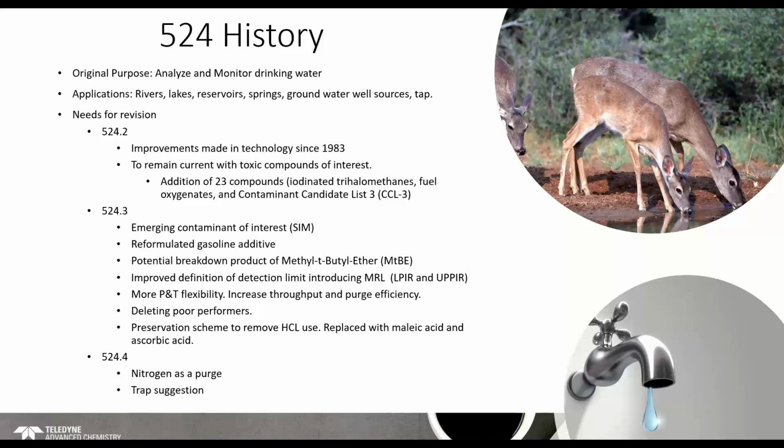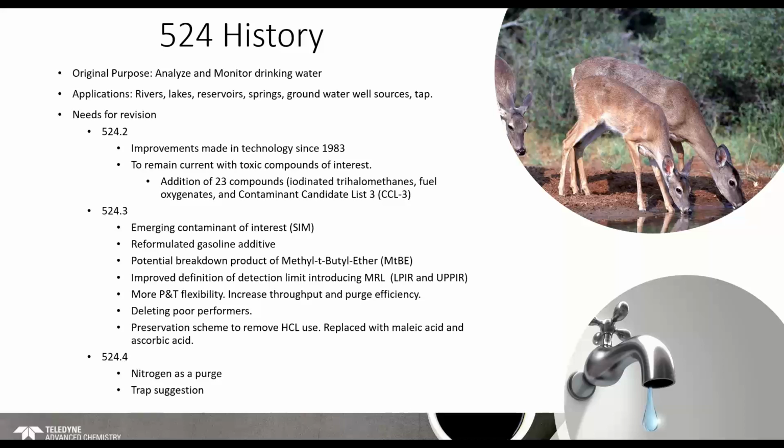524.3 was introduced to allow flexibility of the method parameters and analysis. This flexibility includes allowing the use of single ion monitoring, or SIM, to target emergent contaminants of interest and troubleshoot some compounds that are complicated to sometimes find or identify. Target compounds of interest were updated to include reformulated gasoline additives and potential breakdown products of MTBE. At the same time, poor performers were removed along with other harmful practices like hydrochloric acid as a preservative.